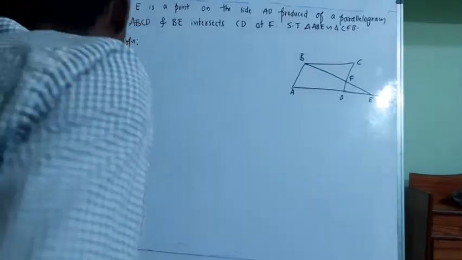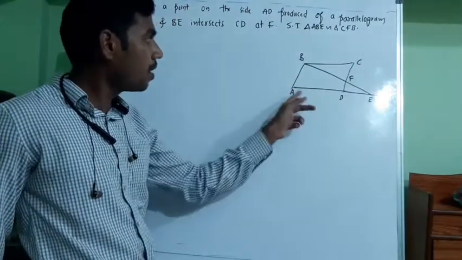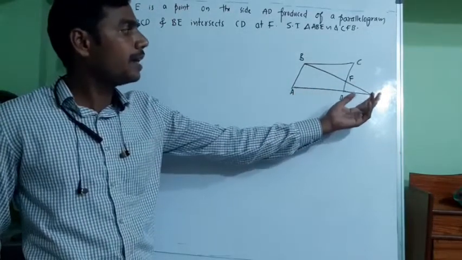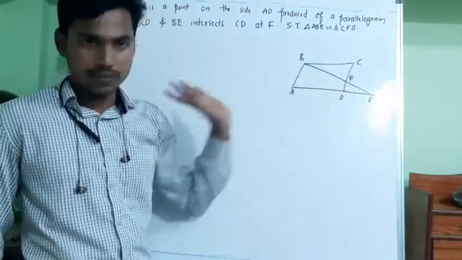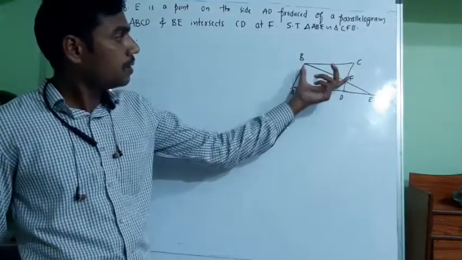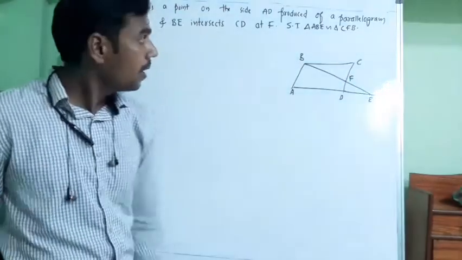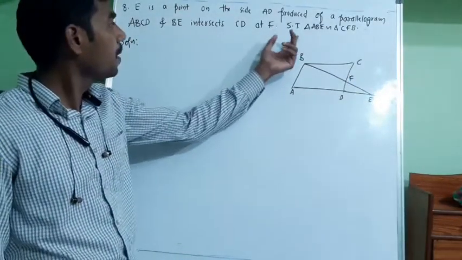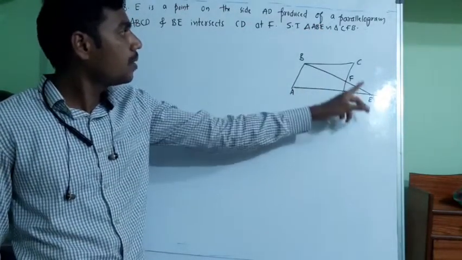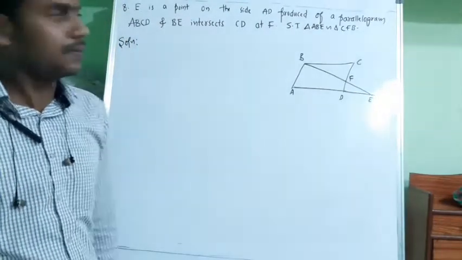So 8th question. E is a point on the side AD produced of a parallelogram ABCD. ABCD is a parallelogram, AD is produced and E is the point on the AD produced. And one more thing, we will join BE and CD intersect at point F. Now we need to show triangle ABE is similar to triangle CFB. Looks complicated but very much simple.